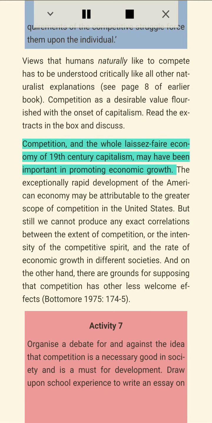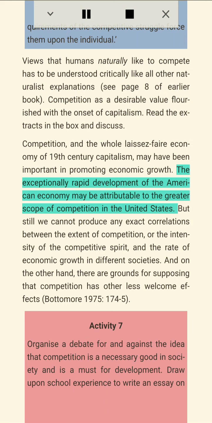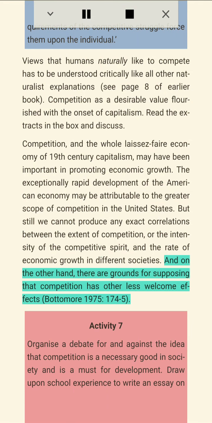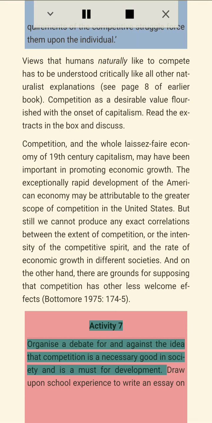Competition, and the whole laissez-faire economy of 19th century capitalism, may have been important in promoting economic growth. The exceptionally rapid development of the American economy may be attributable to the greater scope of competition in the United States. But still we cannot produce any exact correlations between the extent of competition, or the intensity of the competitive spirit, and the rate of economic growth in different societies. And on the other hand, there are grounds for supposing that competition has other less welcome effects. Baltimore 1975, 174-5.